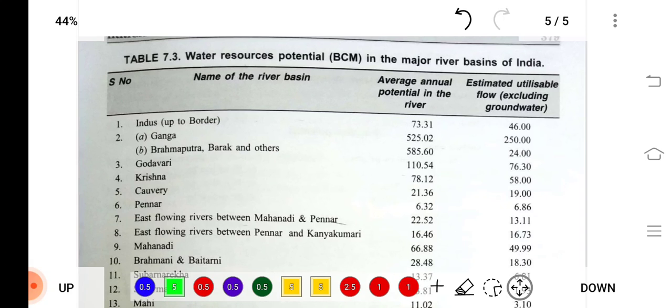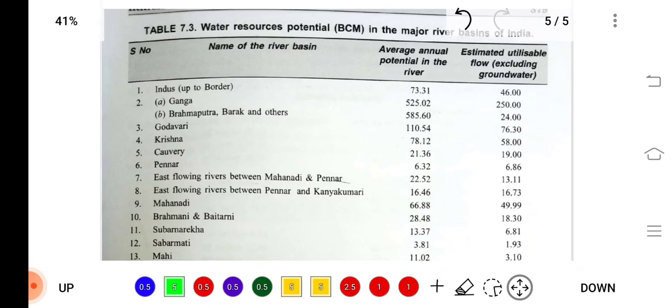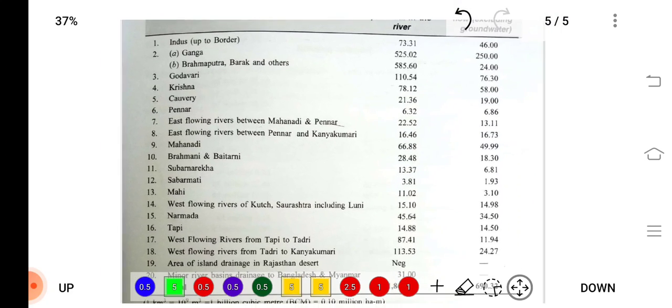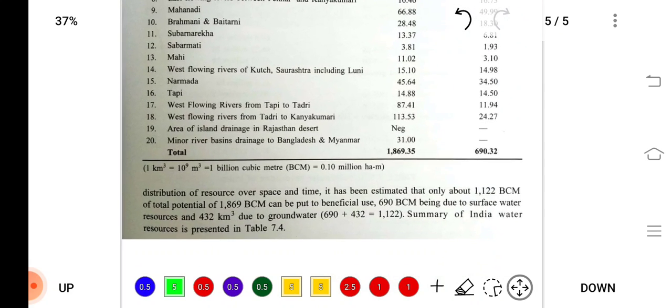Then we discuss the water resources and their potentials and the major river basins in India. Basically, these are flowcharts and different rivers, and their average annual potential and the estimated utilizable flow for irrigation purposes and others. Ganga and Brahmaputra are very important rivers in northern India. Then Godavari, Krishna and Kaveri are in the southern states, southern India. These are very important major river basin areas, which are cultivated and have more sources.